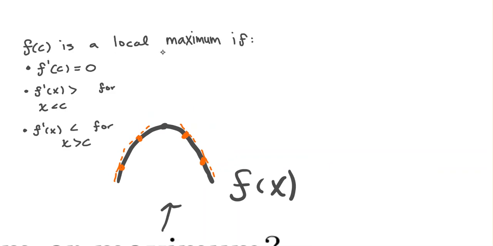f of c is a local maximum if the derivative at c equals 0, and then for values of x less than c, so for values before our local maximum, the derivative is positive valued. For values after our local maximum, the derivative is negative valued. Let's go back to the graph of the derivative and apply this information.